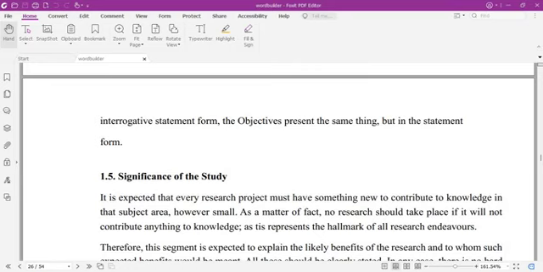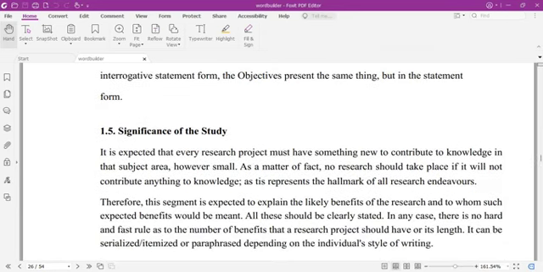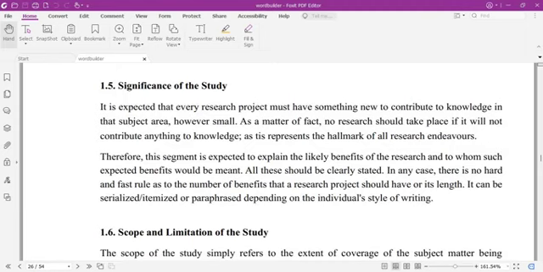+1, +2, +3 is better than plus nothing at all. 0 is 0, +1 is +1. So if you're giving a +1, it may be small, but it is better than +0. So there must be something new you're contributing to the knowledge on ground. As a matter of fact, no research should take place if it will not contribute anything to knowledge, as this represents the hallmark of all research endeavors. So a research is not a research if it has nothing to add to knowledge.